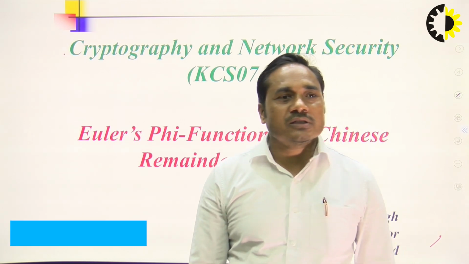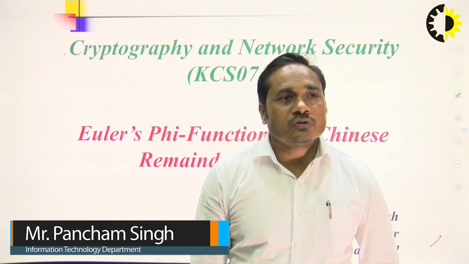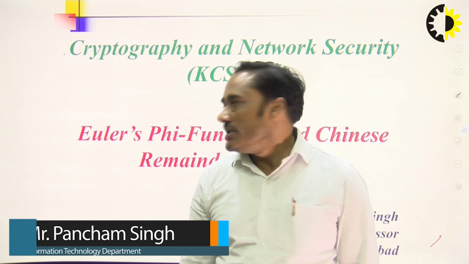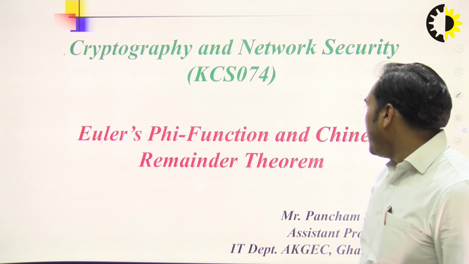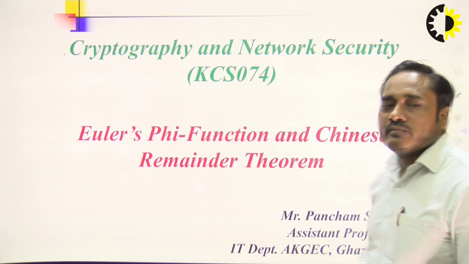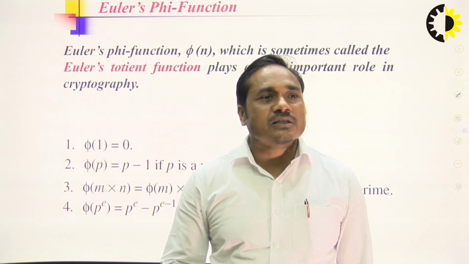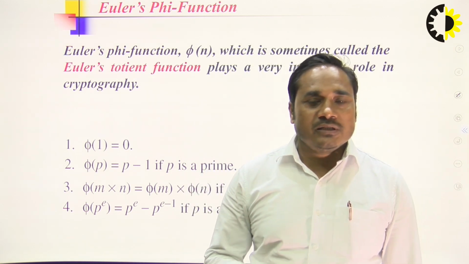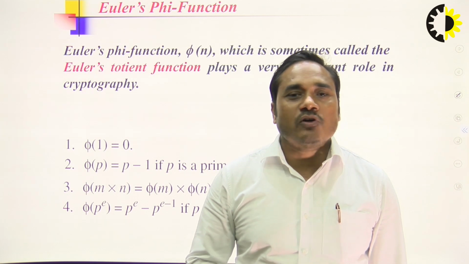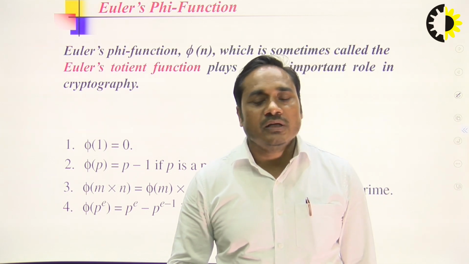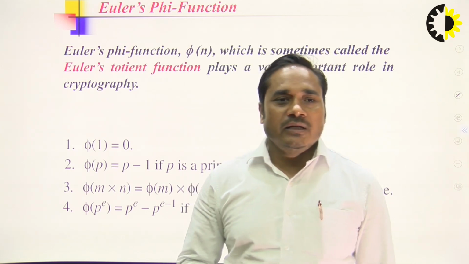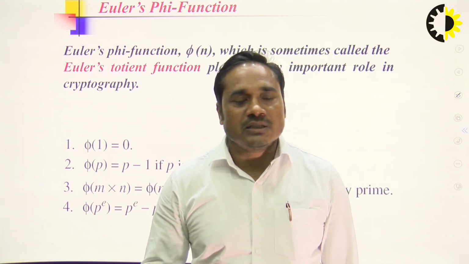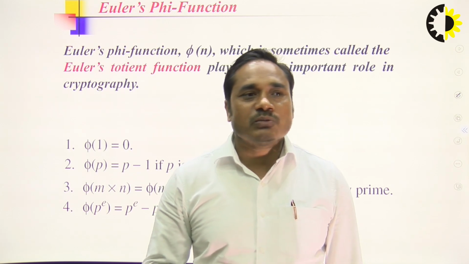I am going to discuss one of the most important topics of cryptography and network security, that is Euler's phi function and the Chinese remainder theorem. In this lecture I will discuss the numerical part. Earlier I discussed the theoretical part, but this is an important lecture for the numerical purpose, because many times students get stuck in the numerical part and are not able to solve the numerical section.